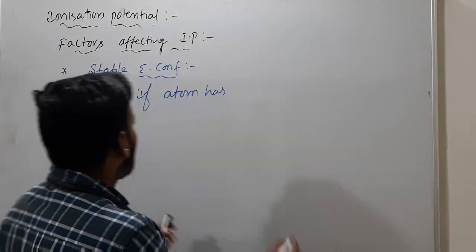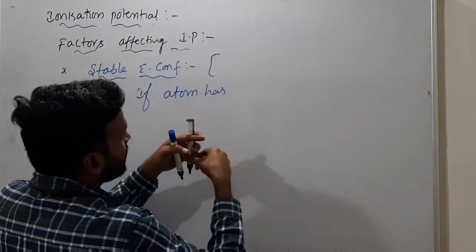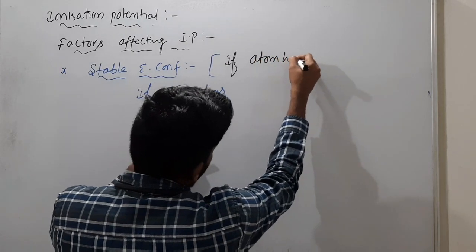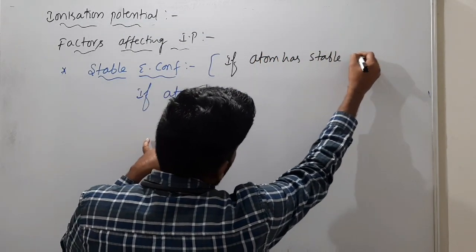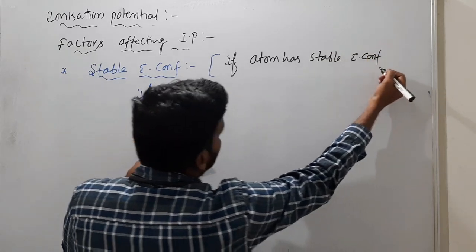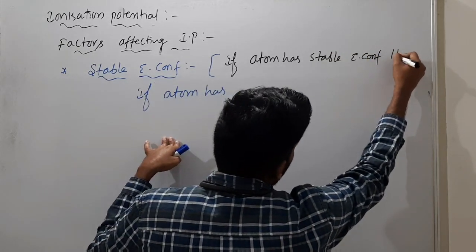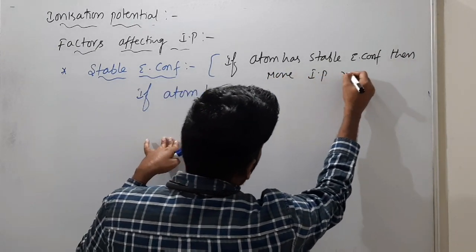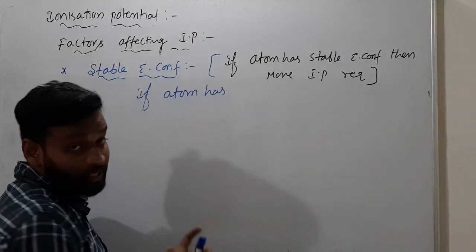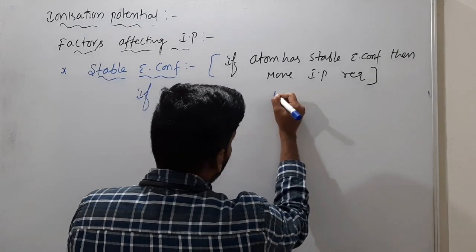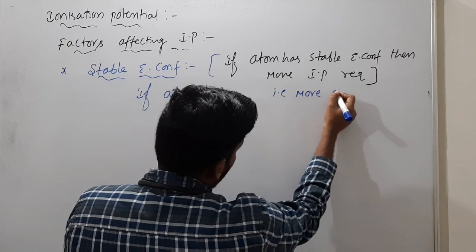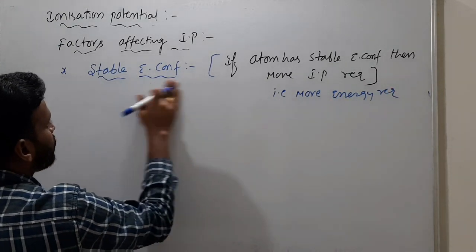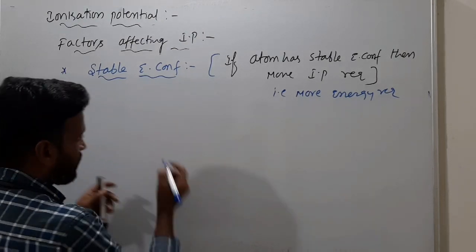Correct or not? So here, write this: if an atom has a stable electronic configuration, then more ionization potential is required. More ionization potential required means what? That is, more energy required. So which are the stable electronic configurations?